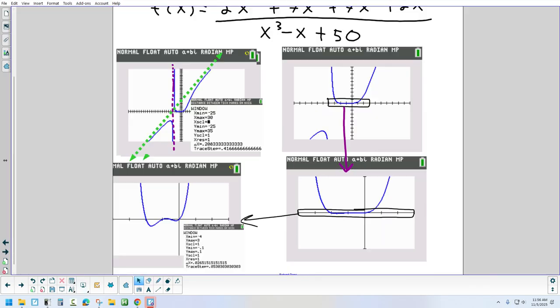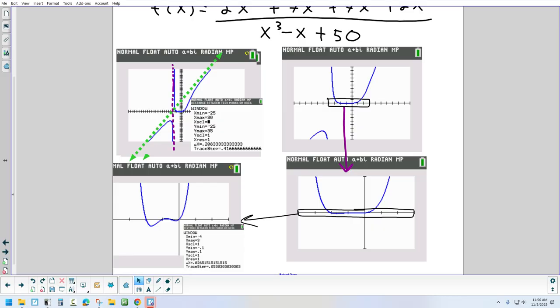So any questions on the 2 different windows that we used? Okay, so always keep that in mind when you're graphing. Make sure you zoom out enough or zoom in enough to see things that could be hidden.